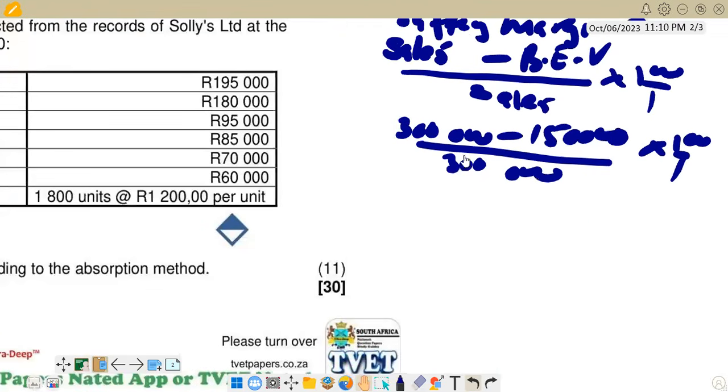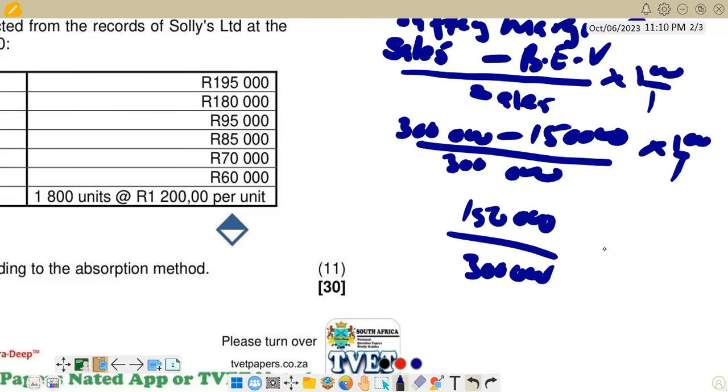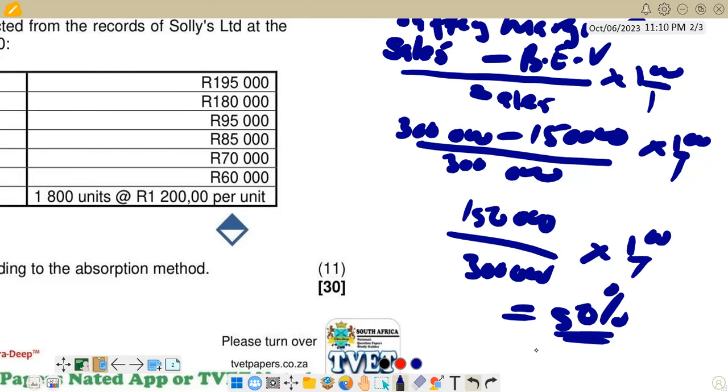If you calculate that, when you subtract the two you get 150,000. Then you say over 300,000 times 100 over 1. Then obviously you are going to get 50%. So that is our percentage. Then the last one, let's look at the last question that we have there.